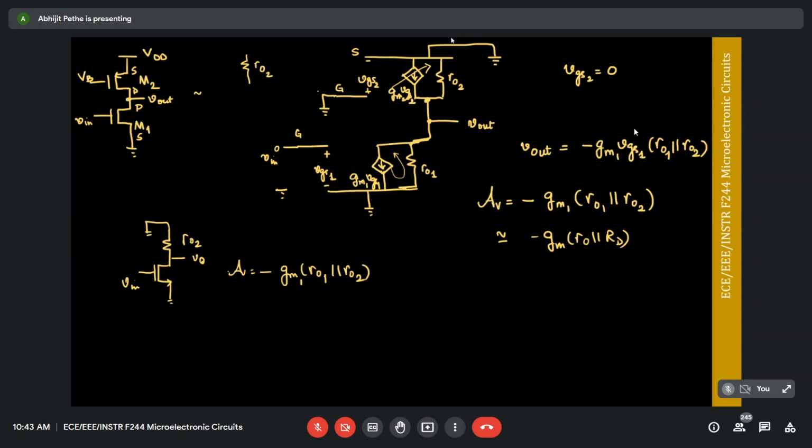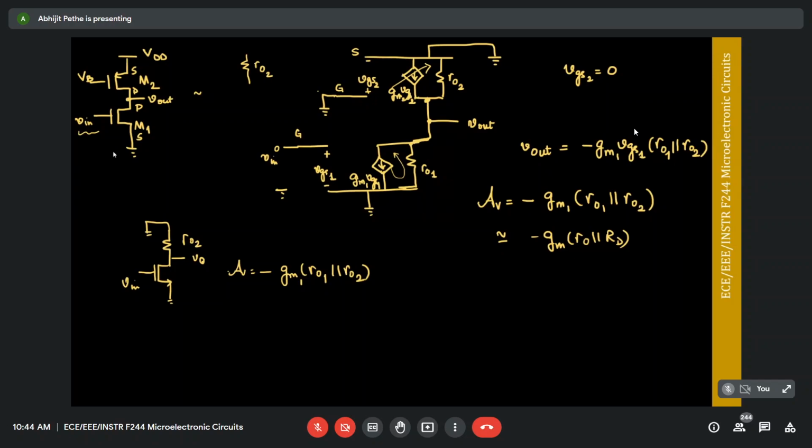Isn't this a CMOS amplifier, sir? We don't call this a CMOS amplifier. We use CMOS technology, but this, again, we don't call this a CMOS amplifier, because the signal is being given only to the NMOS transistor. So hence we call this a common source amplifier. So it's an NMOS common source amplifier with a PMOS current load. That would be how I would define this circuit.